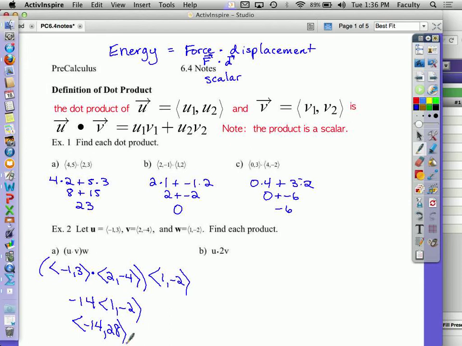Now letter B says we want to take vector u dot 2 times vector v. So here's vector u, negative 1, comma 3, and I'm going to multiply. Let's go ahead and do 2 times v. That would be 4, comma negative 8. Then you'll do your dot product. So that's negative 4 plus negative 24. So I got negative 28. All right, any questions on that? Very, very simple stuff.